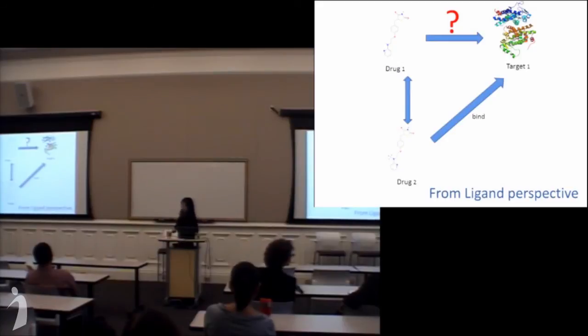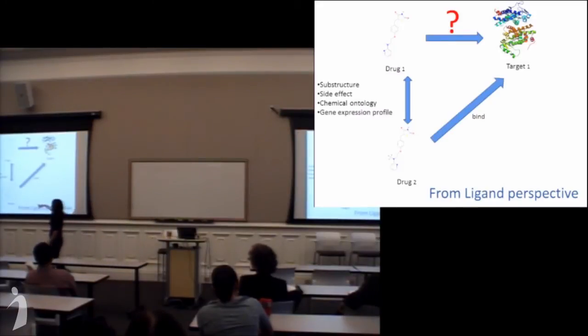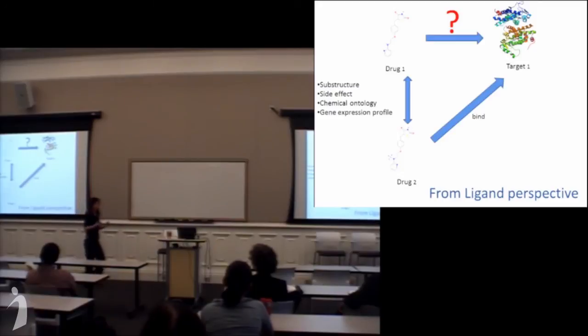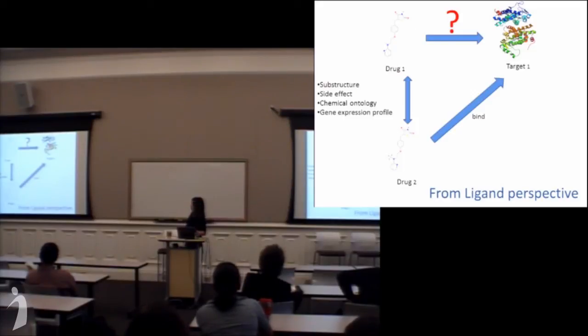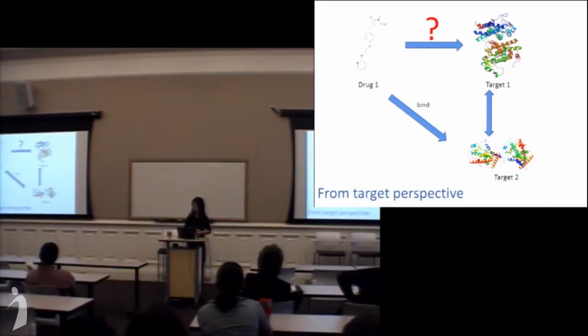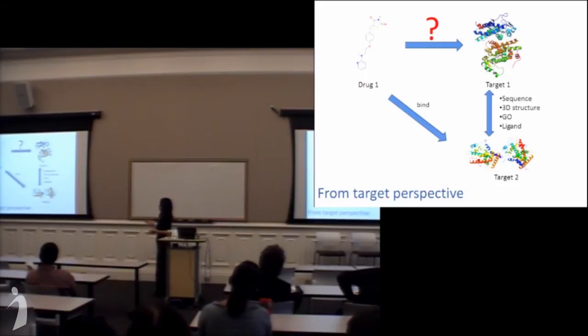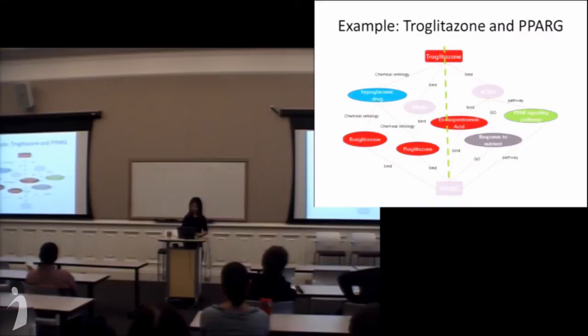The idea is certain patterns. For instance, if drug 2 binds target 1, and drug 1 and drug 2 share substructure similarity, side effects, chemical ontology, or gene expression, we think drug 1 also binds target 1. Another way around, for targets, you have different kinds of targets that share similar sequence, 3D structure, gene ontology, or ligand. And when drug 1 binds target 2, we might think drug 1 also binds target 1.